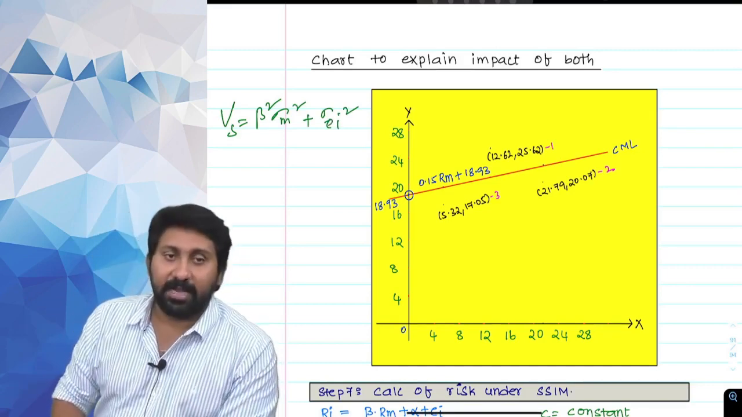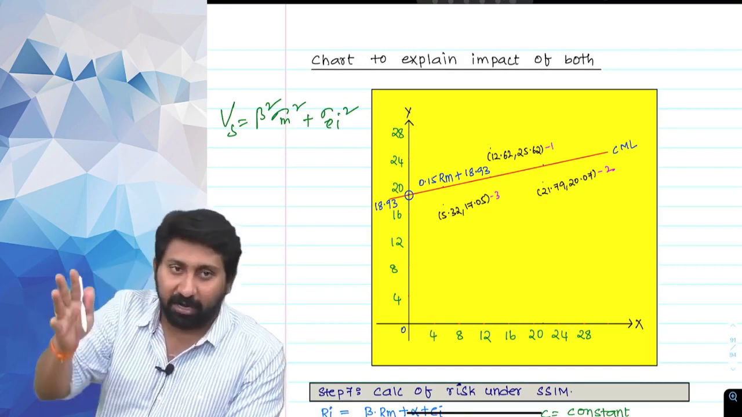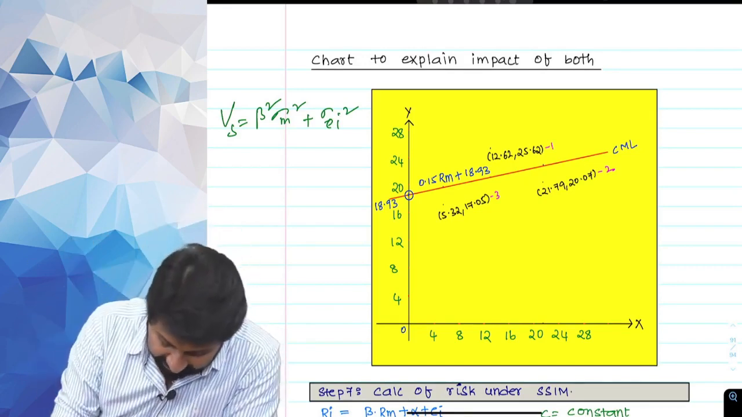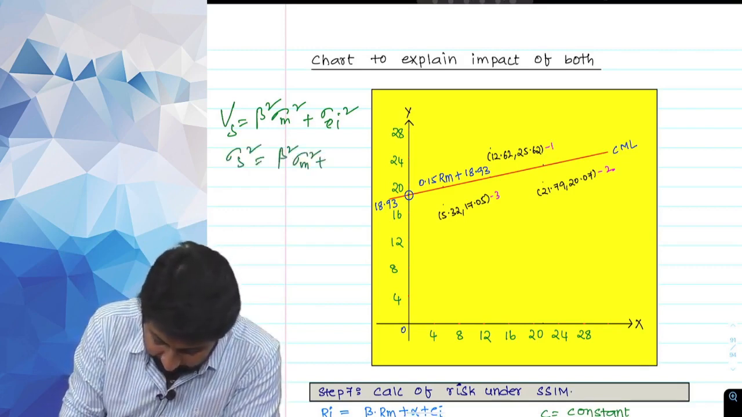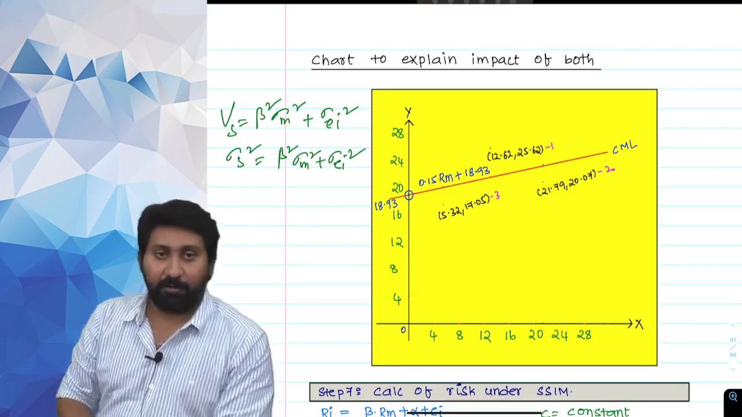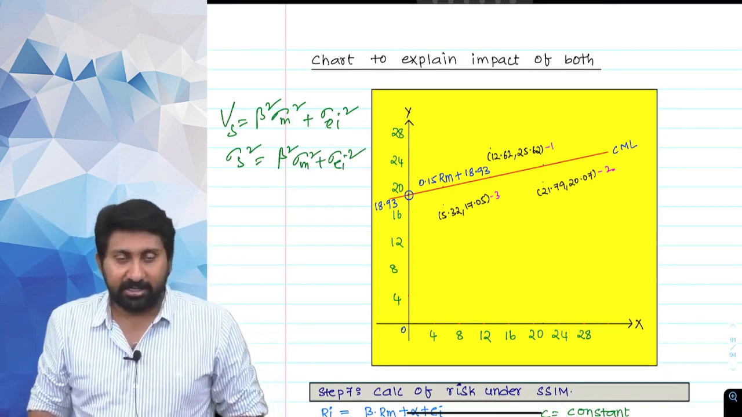Beta square sigma m square plus sigma ei square. Variance means square, not standard deviation. So it is simply sigma s square. Everything is square, na. This is the formula. So what is this formula, sir? This is the risk formula under the Sharpe single index model.